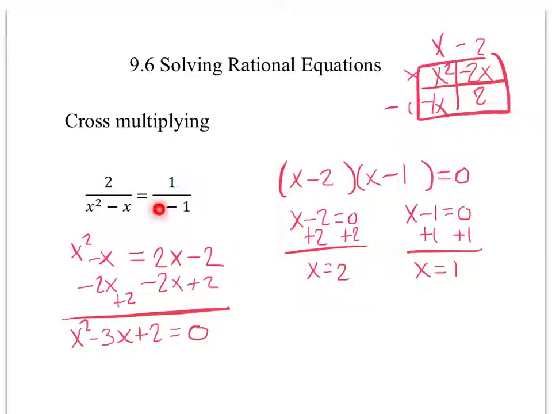If I plug in a 2 here, 2 minus 1 is 1. So that's okay, I don't get 0 on the bottom. However, if I look at my x equals 1, if I were to plug in 1 right here, 1 minus 1 is 0, and all of a sudden I've got a 0 on the bottom. I can't have that. So x equals 1 is not an answer, just x equals 2. Remember, that's called an extraneous solution when that happens.